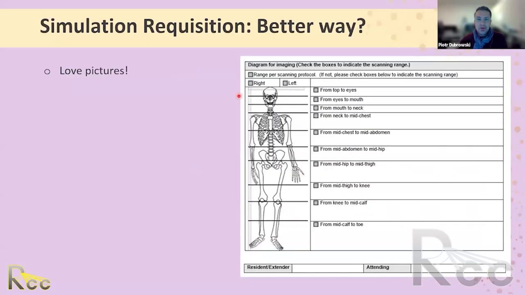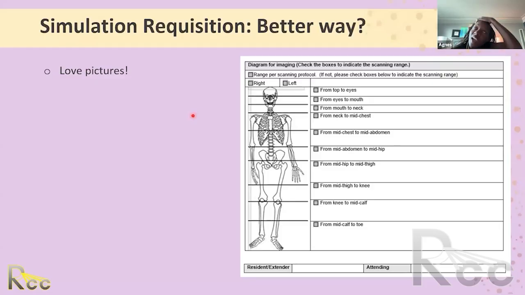The last thing I really like about theirs is I love this picture. For us, we just list the words, let's say mid-chest to mid-thigh. I think a picture is worth a million words, and so I love these little diagrams. It's very easy for a therapist to see what they're scanning from if it's not standard. So if you have the ability to put these pictures in, I would do that. And I think in the future, we'll probably add that to ours as well.